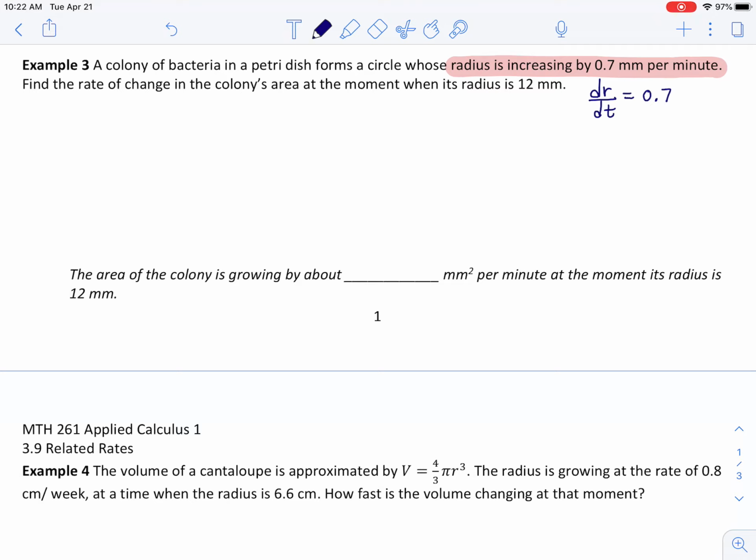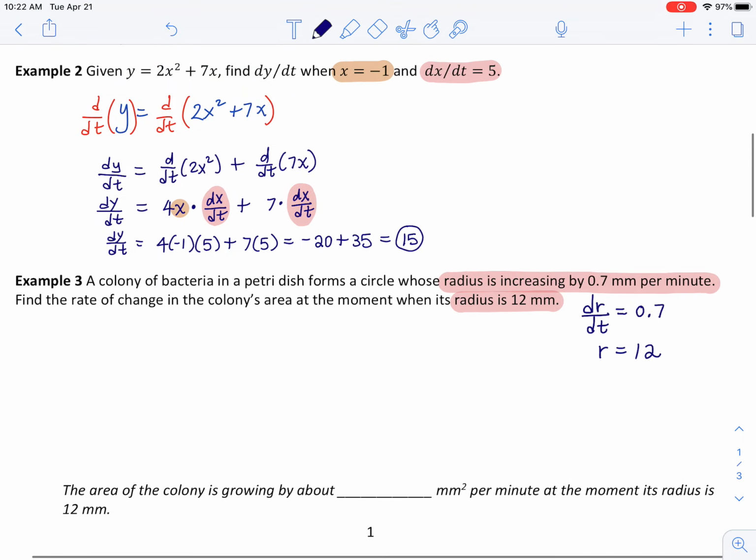All right. What they want is this. They want you to find the rate of change in the colony's area at the moment when its radius is 12 millimeters. Let me highlight one more thing here. Radius is 12 millimeters. What are they giving you? They're giving you that r is 12.